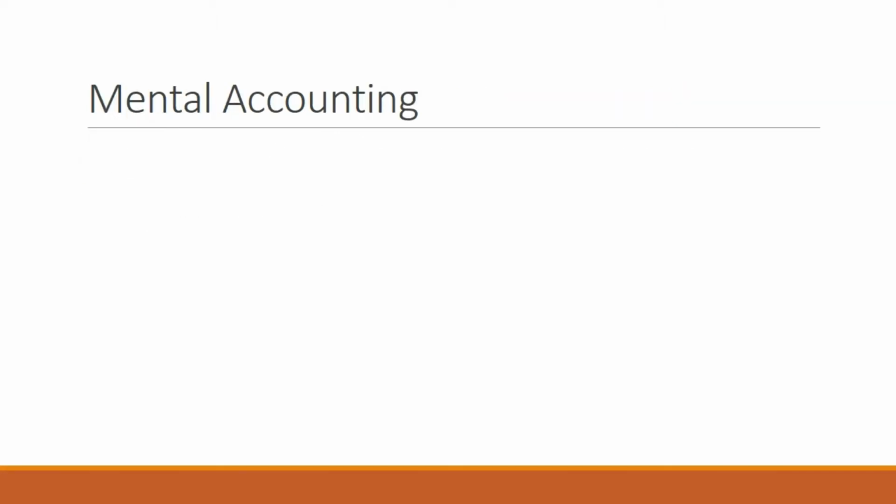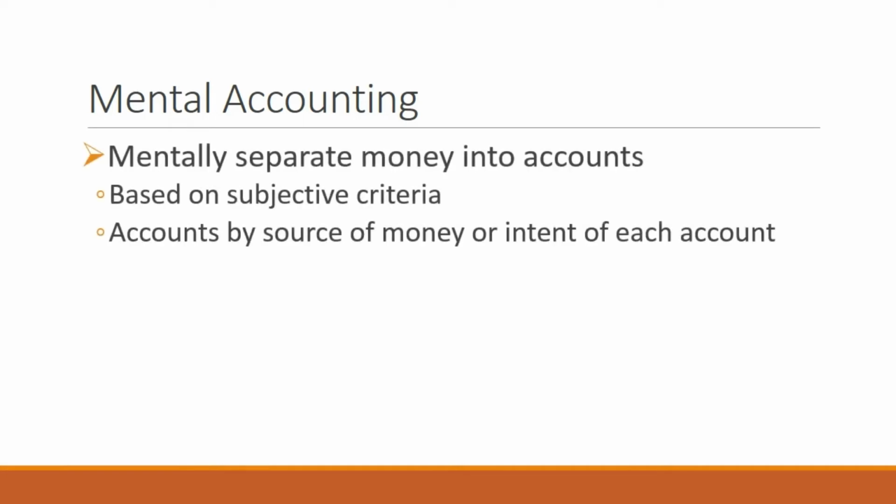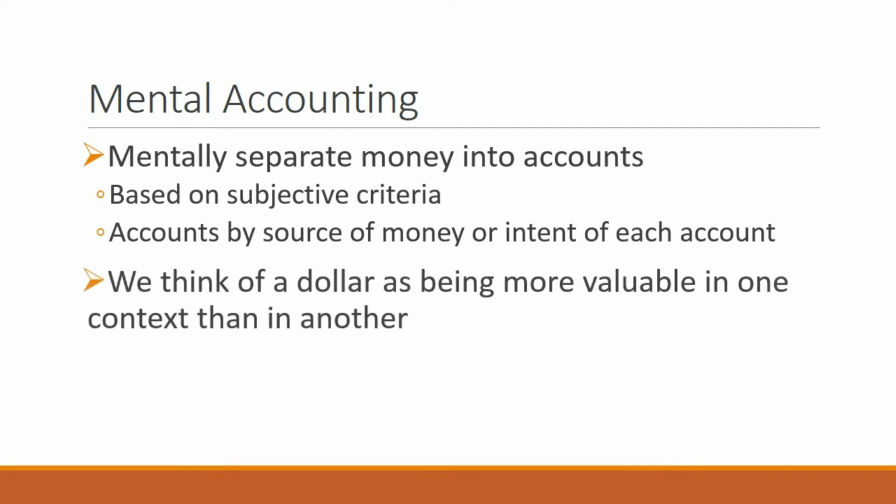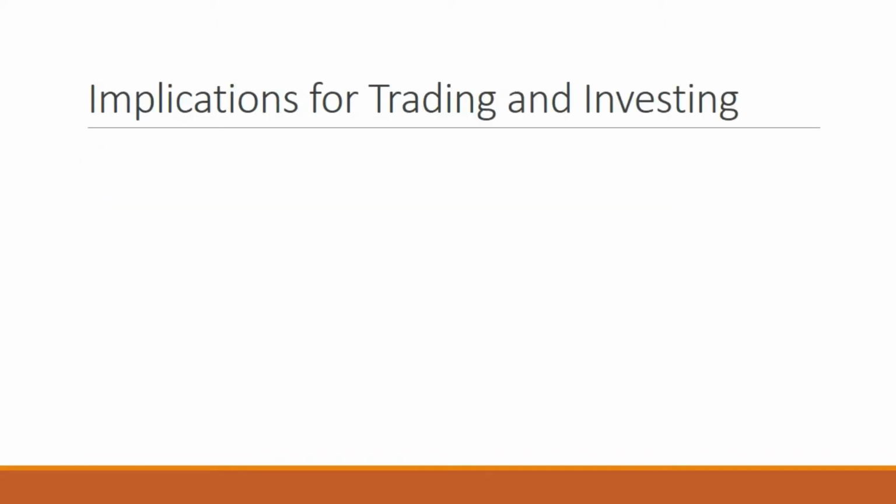Mental accounting is another cognitive bias that may interfere with rational decision making. With mental accounting, we tend to separate money into various mental accounts based on some subjective criteria. The criteria could be the source of the money or the intended use of the money in each account. It means that we think of a dollar as being more valuable in one context than in another context.